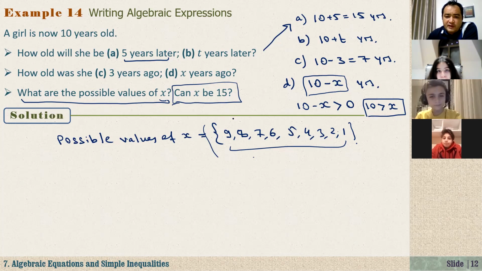So can X be 15? No, because here, do we have any 15? No, these are all the possible values of X. So it cannot be 15.